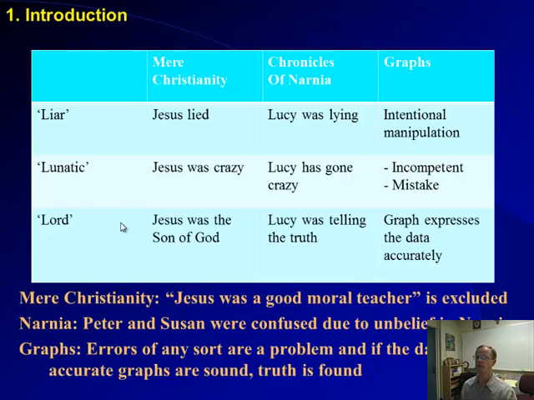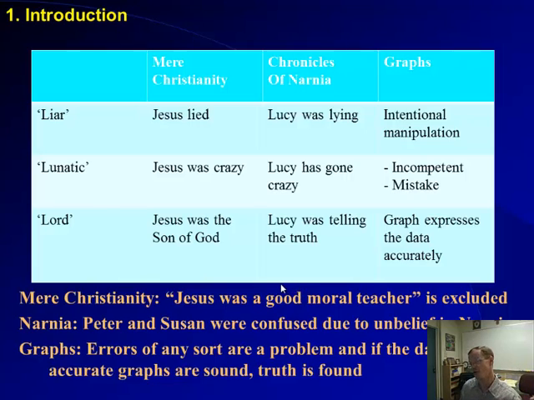Okay? So he could either be 1, a liar, 2, a lunatic, or 3, telling the truth. He really was the Son of God. But a good moral teacher would not be able to say they were the Son of God unless they really were. So that's an option that is no longer on the table. Okay, brilliant. Now, that threefold logic is useful in other contexts.